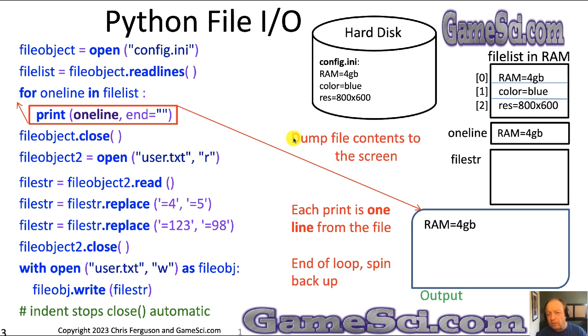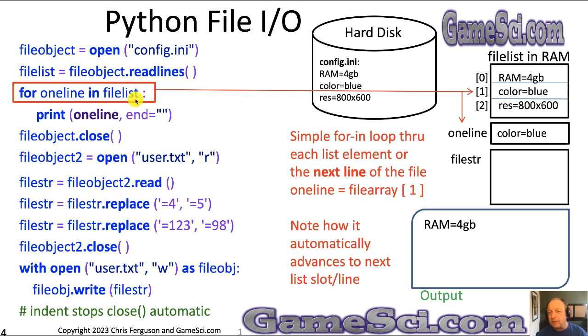Into the loop we go. We're going to dump the file contents to the screen. We're just going to say print that line that we read from the file out to the screen. Each print is one line from the file. We've reached the end of the loop. Let's spin back up. For one line equals file list, it'll go to the second element in the list. The color equals blue in slot number 1.